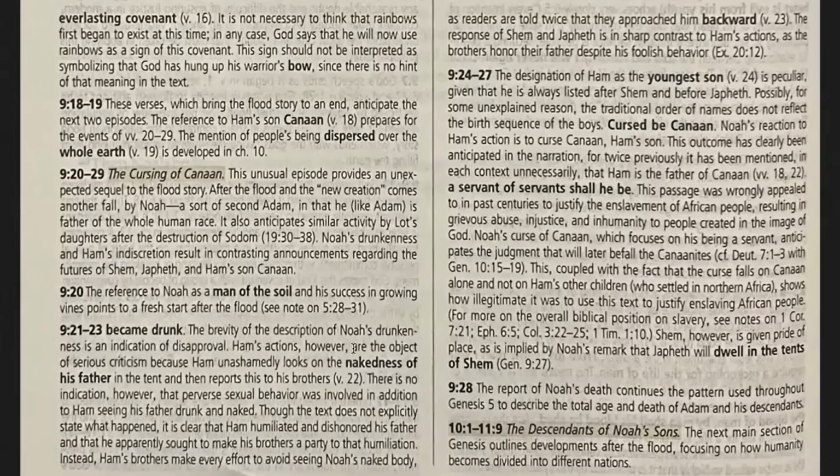Ham's actions, however, are the object of serious criticism because Ham unashamedly looks on the nakedness of his father in the tent and then reports this to his brothers, verse 22.